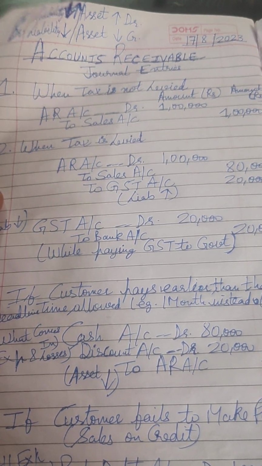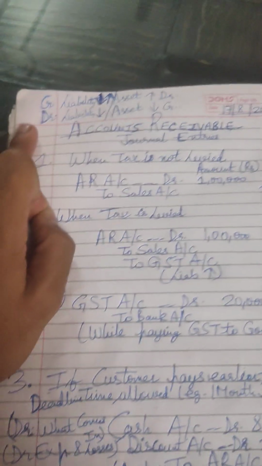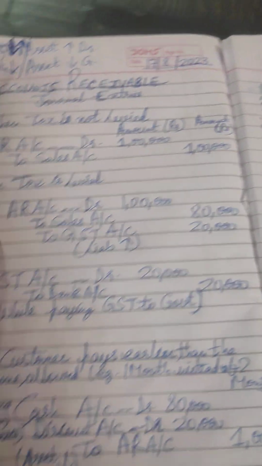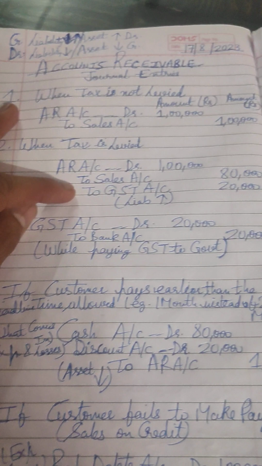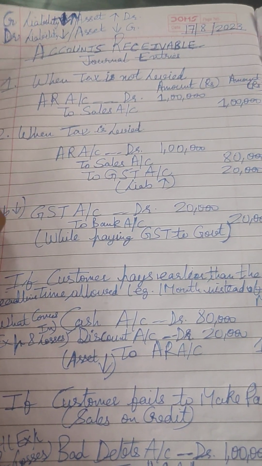paid to the government. And as we discussed earlier, just before this, 5 minutes back, whenever a liability is increased, it will be credited. So it's a liability for the company that they have to pay GST to the government, that's why it's being credited. AR account debit to sales to GST.